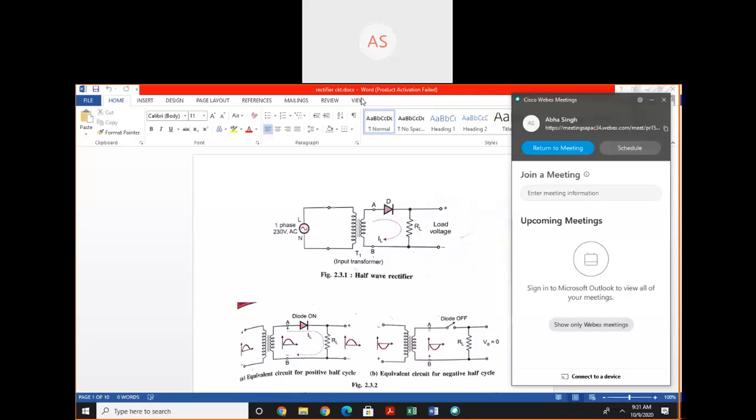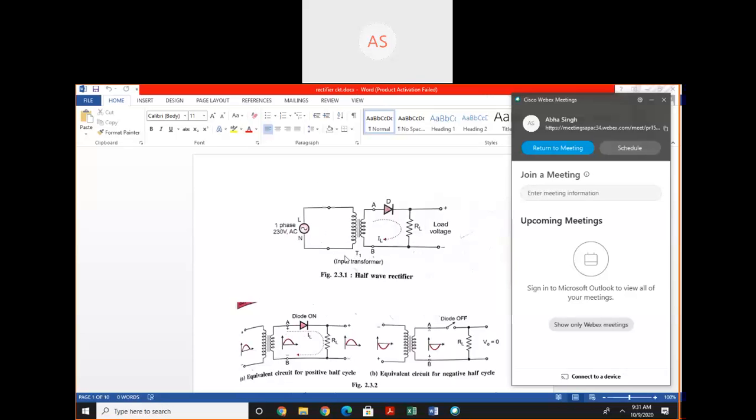Rectifier is a circuit which converts AC into DC. There are different types of rectifier circuit. In this experiment, we will see how to connect and how to measure ripple factor with and without filter. Before discussing the experiment, first we discuss the theory of half wave rectifier.